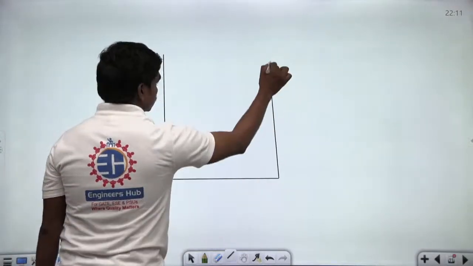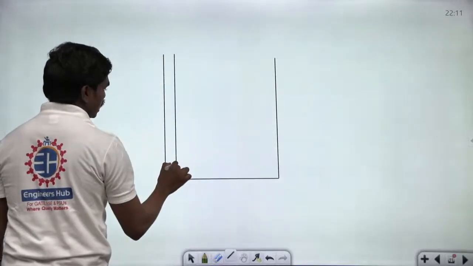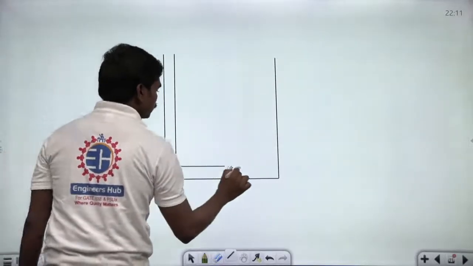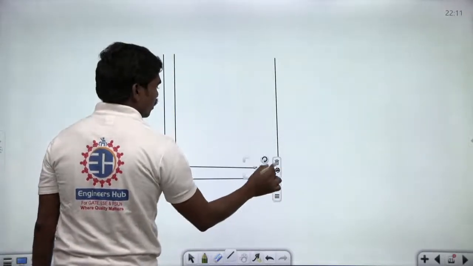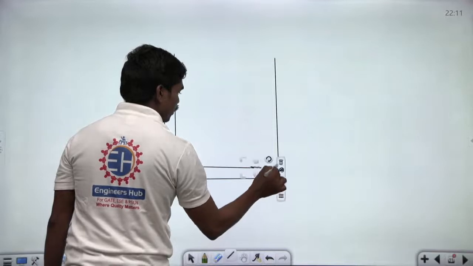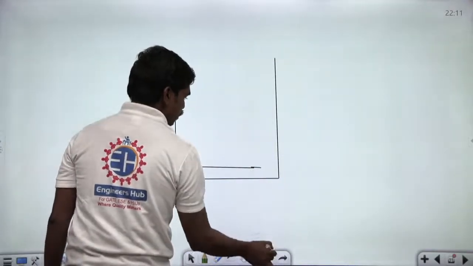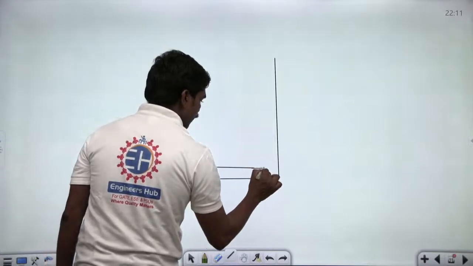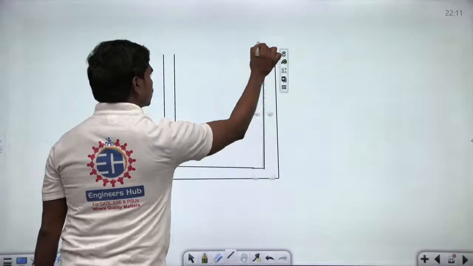Okay, so see here, I'm attempting to draw one U-tube manometer as I have shown you. So let us suppose this is the manometer.